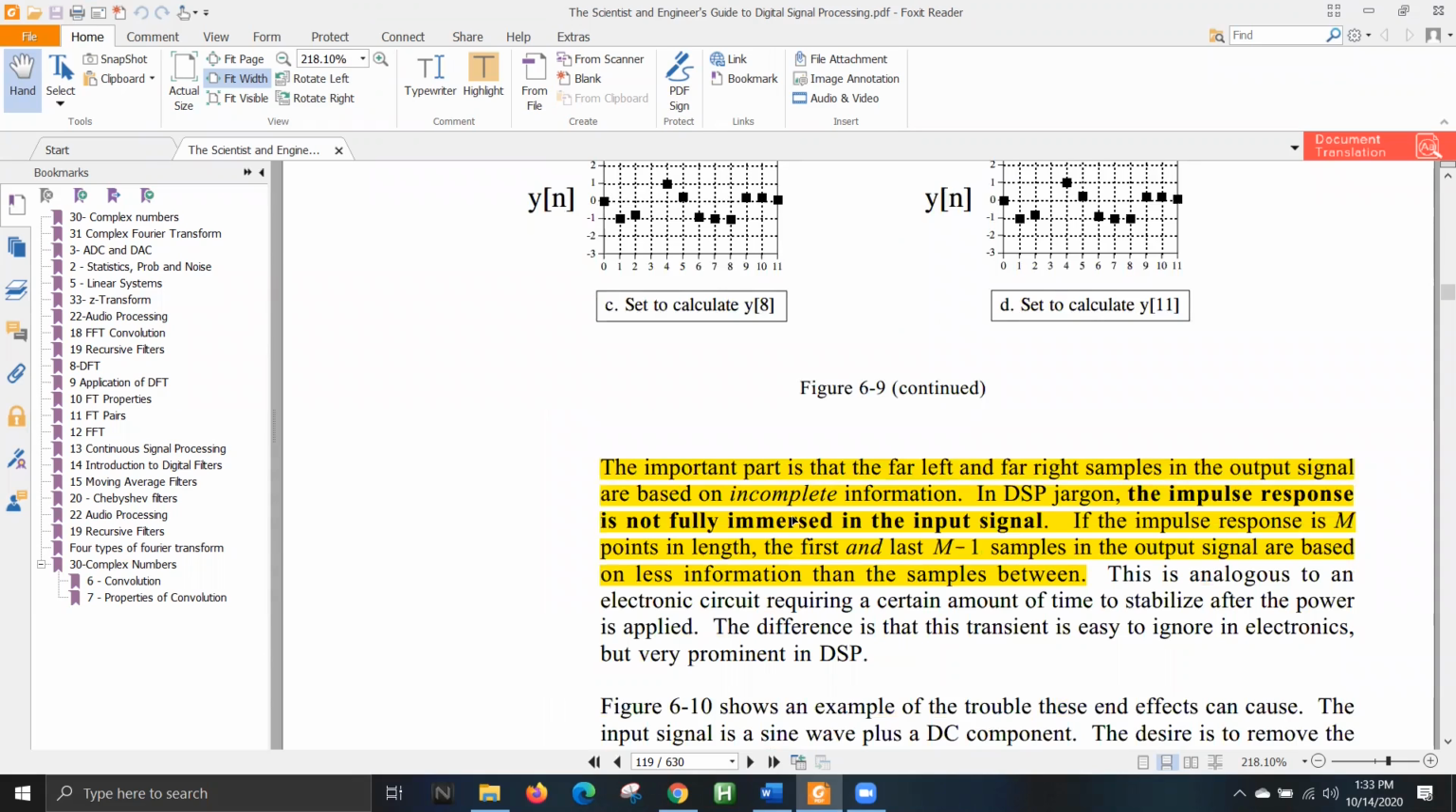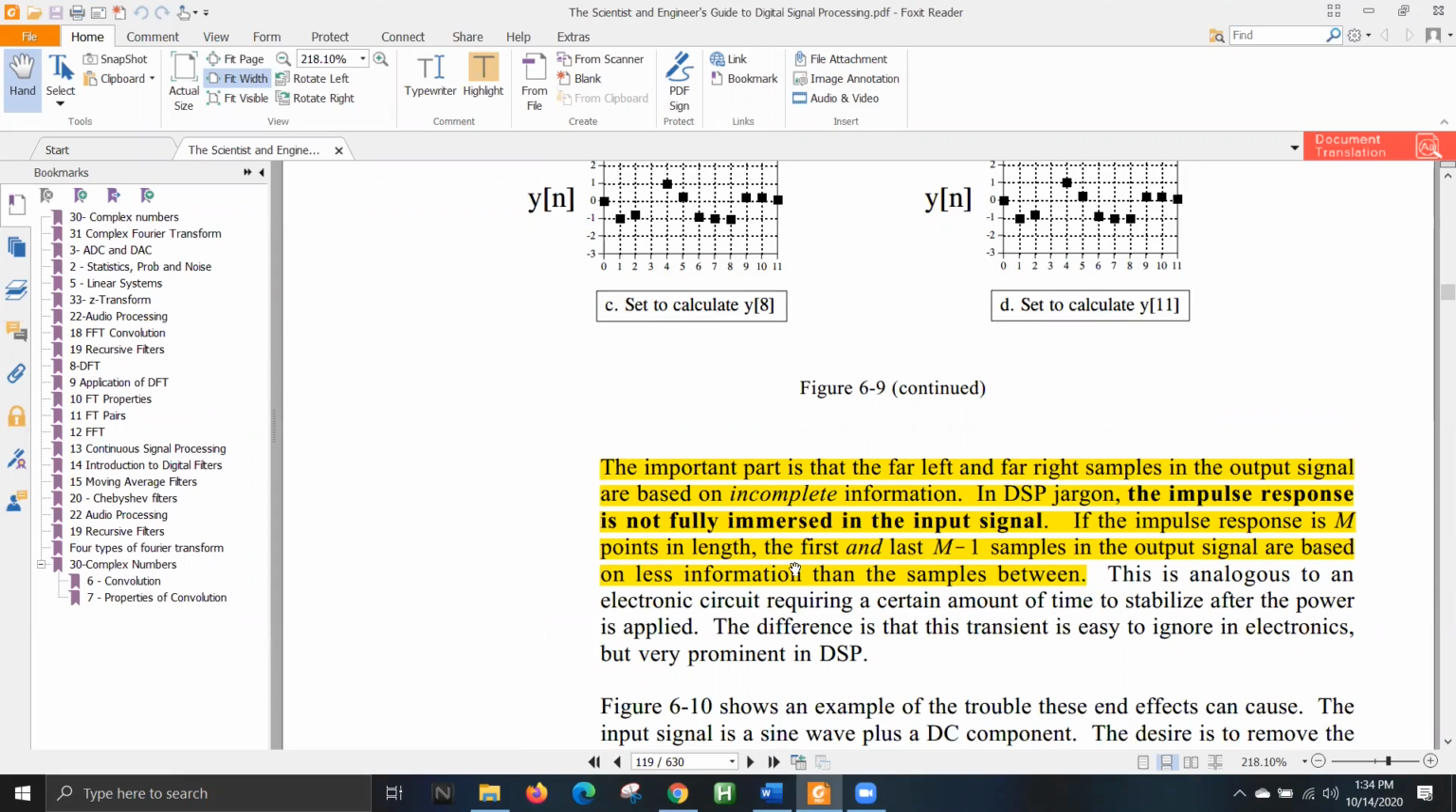Okay, there is an important part to notice here: the far left and far right samples in the output signal are based on incomplete information. In DSP jargon, we term this as the impulse response not being fully immersed in the input signal. So the impulse response is normally, we use M, capital M, just like I said before.